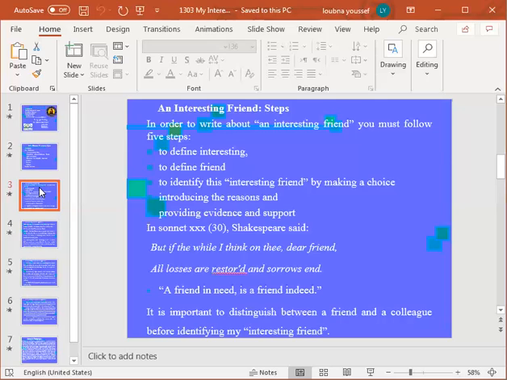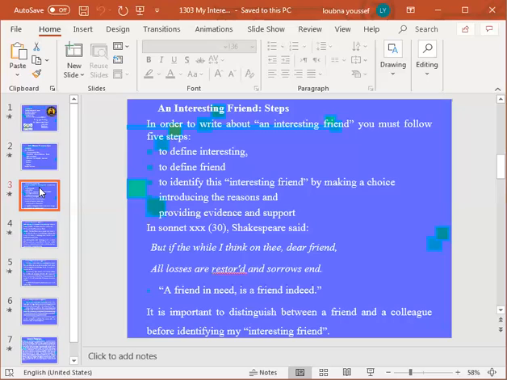Now, the following quotation is one that we all know: a friend in need is a friend indeed. So when you need your friend, if your friend does not support you, does not help you, does not come to your assistance, then this person is not your friend. At the end of the slide, I tell you that it is important to distinguish between a friend and a colleague. A colleague is someone you meet at work, but with a colleague, you do not discuss your private life or your feelings or your inner thoughts, all right?